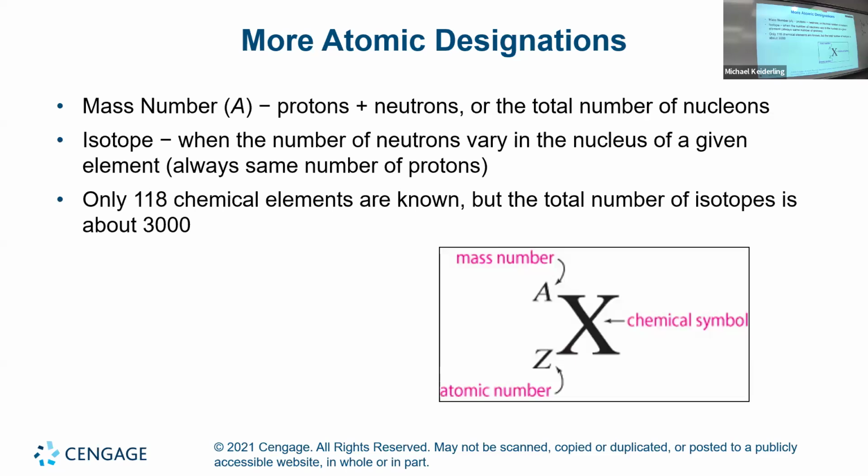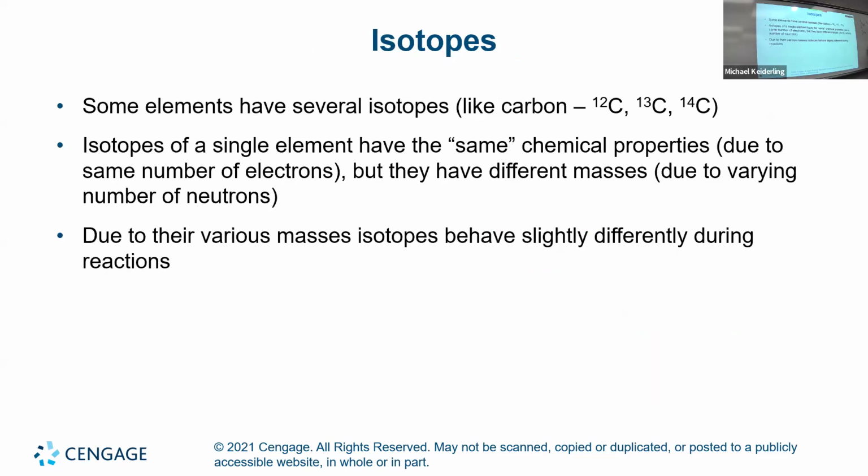You could also have various others. Some elements have several isotopes, like carbon. The most common type of carbon is carbon-12. But there is also carbon-13, which makes up about 1% of the carbon out there, and carbon-14, which makes up even less.